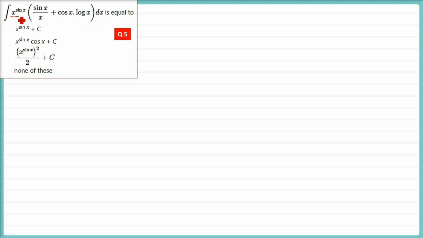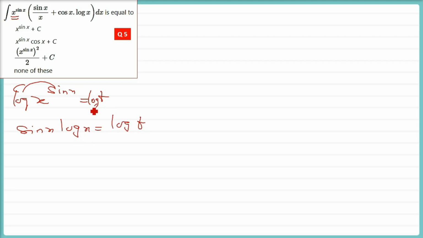Now the integral of x to the power sin x, into (sin x by x plus cos x log x), dx. If you get one step correct, this question is very easy. That means if you think of taking x raised sin x equals t, you will first understand, oh, I won't be able to differentiate or integrate it. That's a problem. For that, we'll take log on both sides. When you take log on both sides, this sin x, which is the power, will come in front. So it will be sin x log x equals log t. Basically, it's not log, it's log base e. You can write it as ln, or keep it like this.